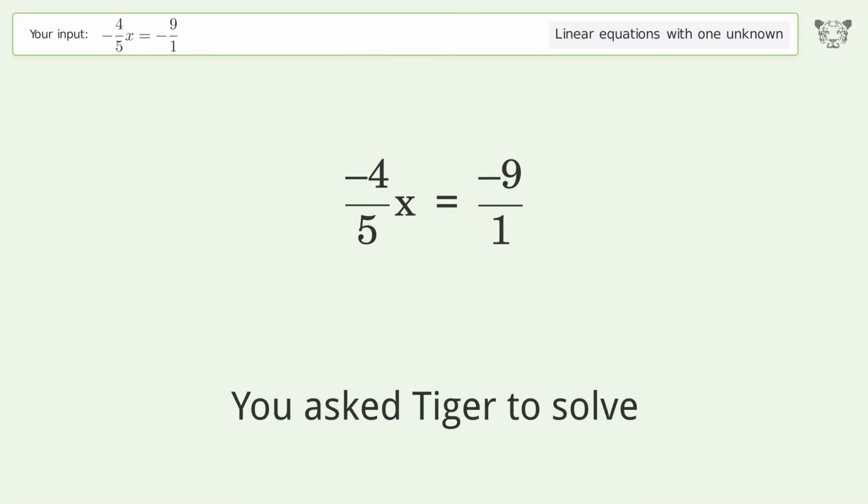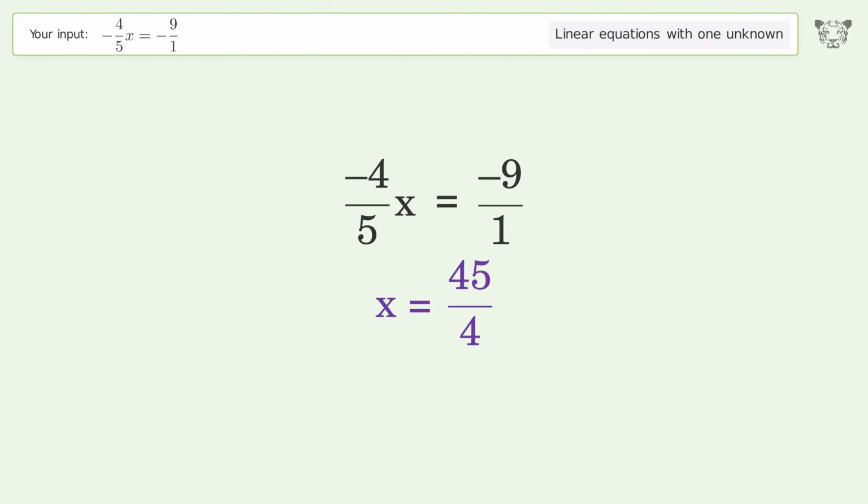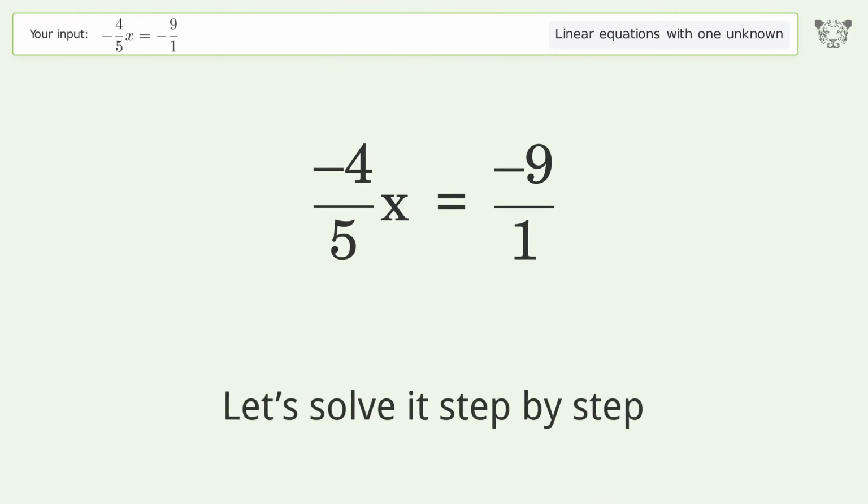You ask Tiger to solve. This deals with linear equations with one unknown. The final result is x equals 45/4. Let's solve it step by step.